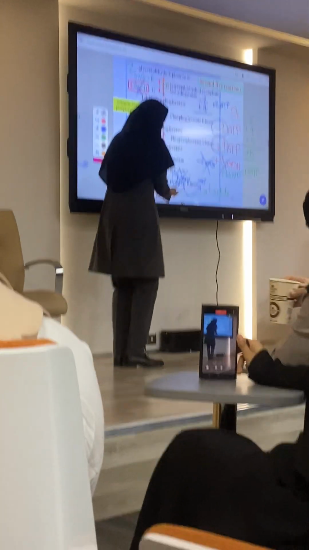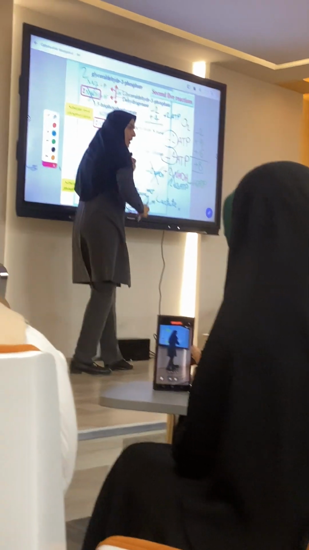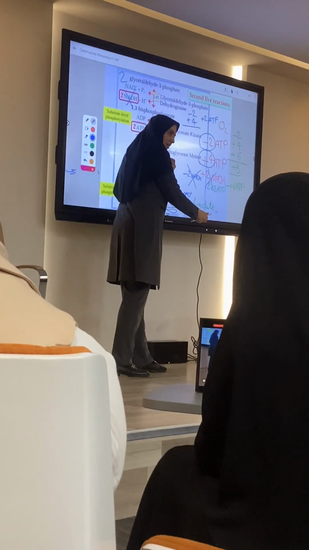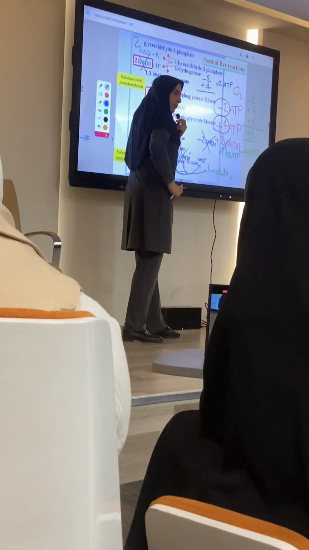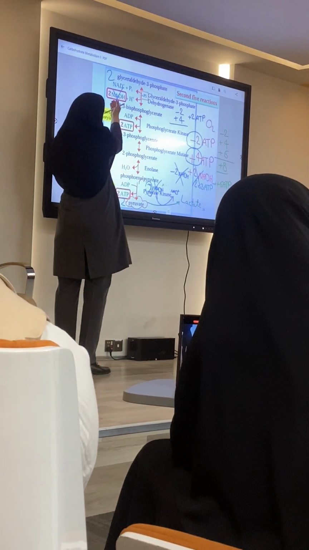So for anaerobic, the end product is lactate. Okay? For the conversion of pyruvate to lactate, I have to spend energy. I have to spend my cash. Now my cash is not ATP, it's NADH. So you use the NADH that was produced here. You cannot consider it as a source of energy because you have to use it.